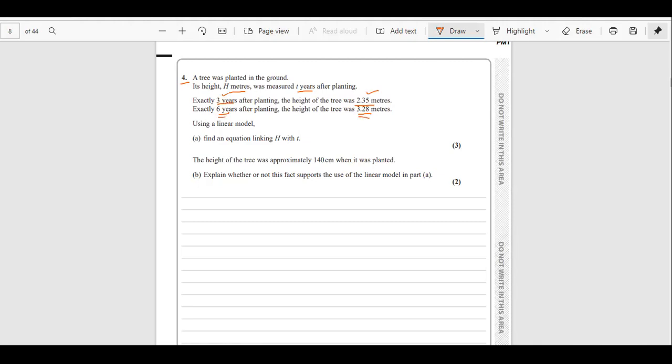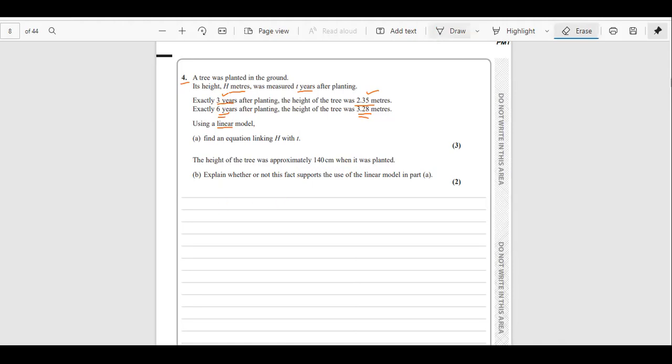But let's read the question. Using a linear model, and this is important, find an equation linking h with t. Now they want you to find an equation such that it has h on this side and t on this side, such that whenever you put a value of t, you get the height accordingly. So you need to make an equation. Now how do you do such questions? I'll tell you.